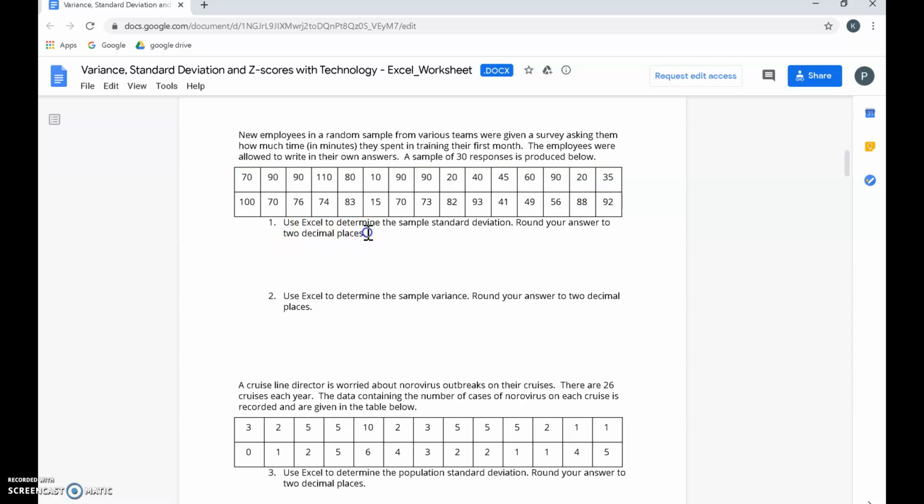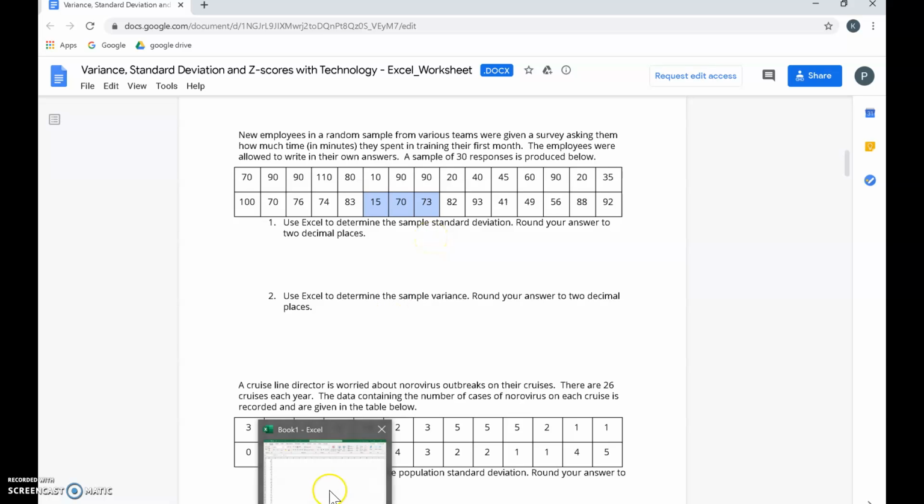And then here are the responses. The first question is we want to use Excel to determine the sample standard deviation. And after that, we want to use Excel to determine the sample variance. Here we do need to be careful that we are talking about sample, because there are different formulas for the sample standard deviation and population standard deviation. From the context, the storyline, we know that we are collecting a sample of 30 responses. So we know from two places, the data we're going to use is sample data.